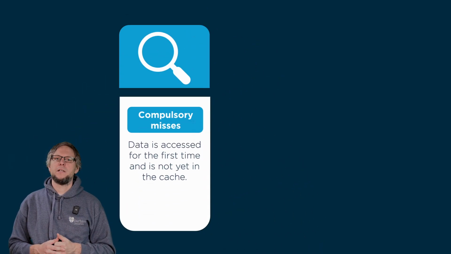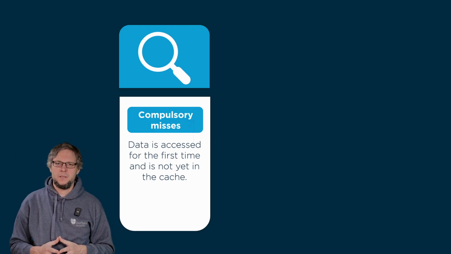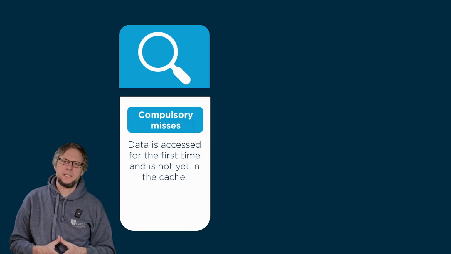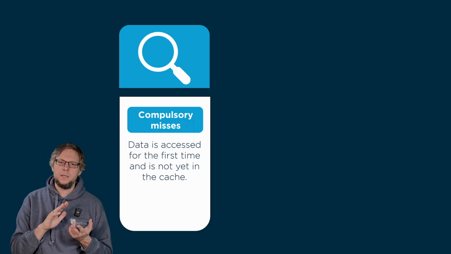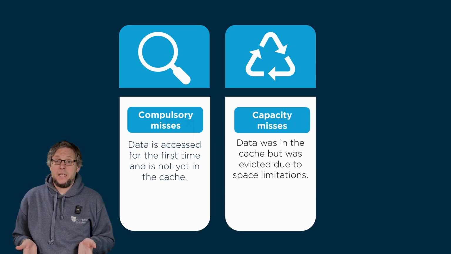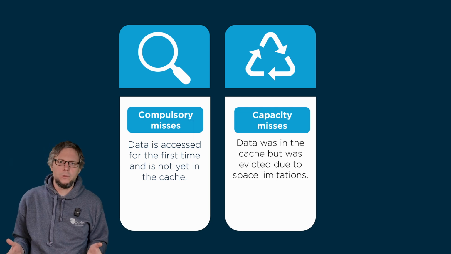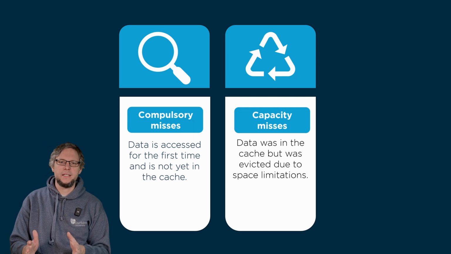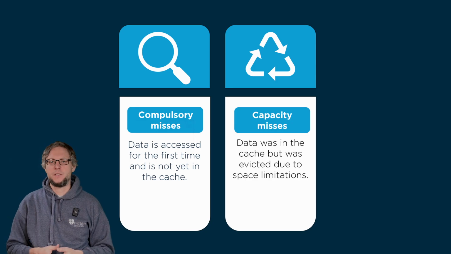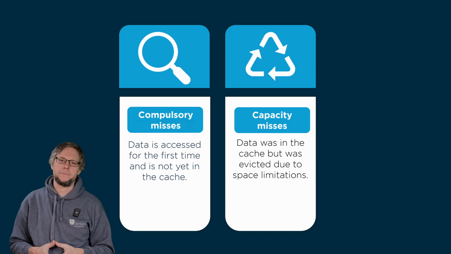Compulsory misses are the ones arising when we access data for the first time. The data has never been requested before and therefore is not in the caches yet. Capacity misses are those where data had been in the cache before. However, at one point the cache had been too full, we had to remove some data, and now we need exactly that piece of information again that we had just removed due to capacity issues.